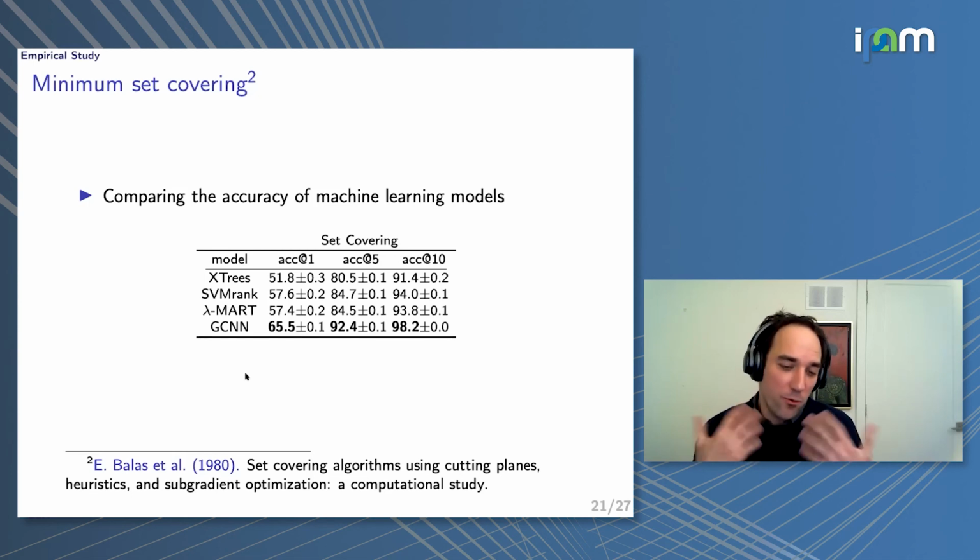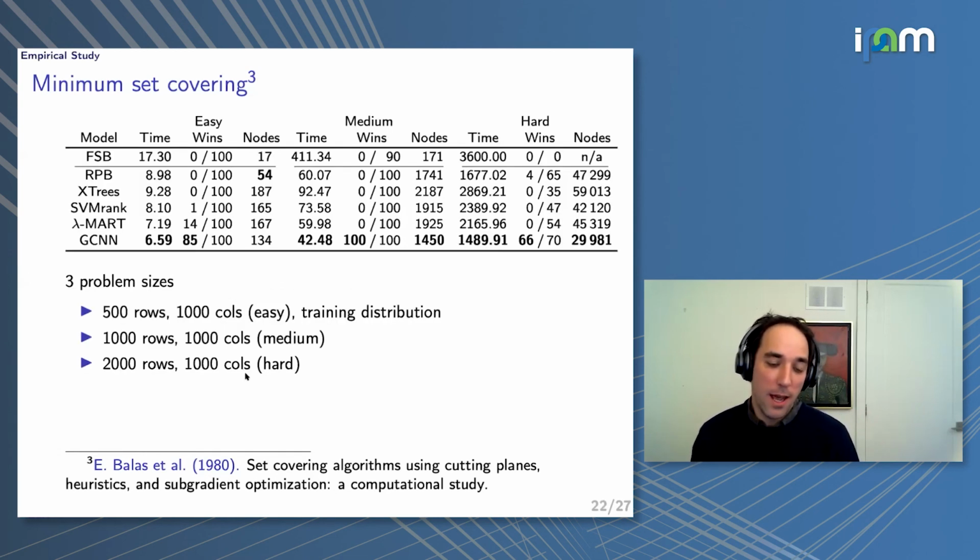Of course, this is sort of reassuring, but at the end of the day, what we want is to see if machine learning, if this GCNN, for example, can actually help the solvers for the downstream task of solving the problem, not just for predicting which variables to branch on. So this is still for minimum set covering, and there are really 3 sets of results here.